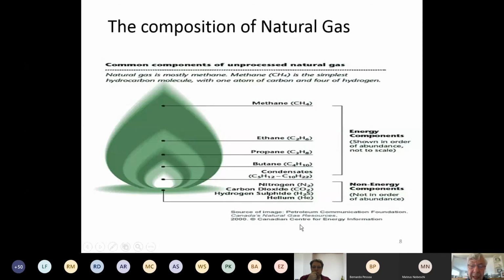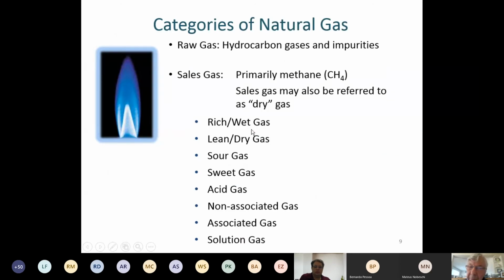So we want to get rid of those non-energy containing components at the wellhead, or as close to the wellhead as we possibly can. But that means that when we can extract the water, when we can extract liquids, we're left from the raw gas with what would be called sales gas. So sales gas is about 98% methane, and it would have a calorific value typically of about 36 megajoules per meter cubed.